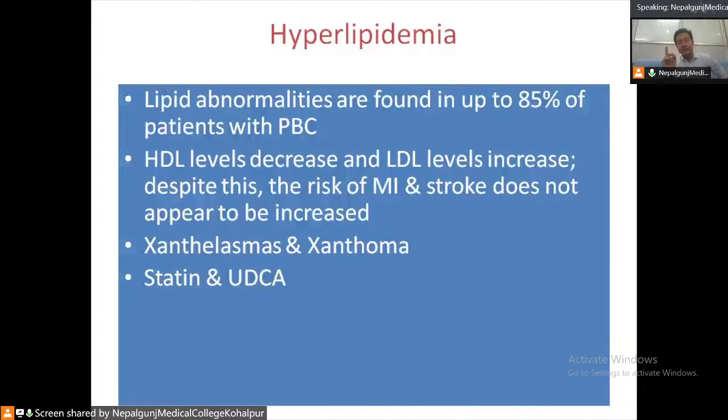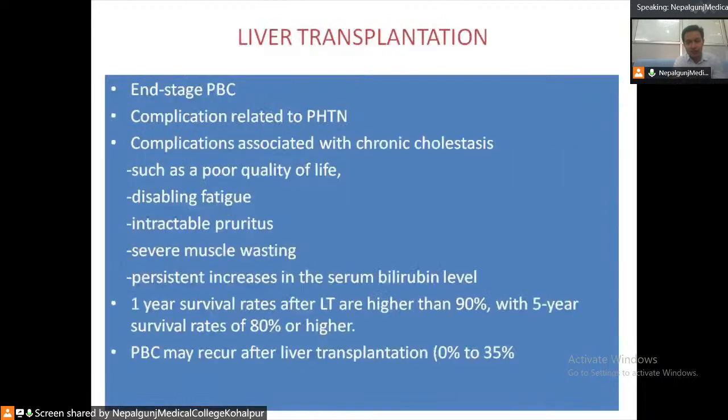One important thing is, if there is hyperlipidemia, there are increased chances of cardiovascular and cerebrovascular risk. But in this case of PBC, with hyperlipidemia, the chances of stroke and cardiovascular disease are less, because there is altered lipid metabolism. There is lipoprotein X compound. Lipoprotein X is more there, and this lipoprotein has anti-atherogenic activity. This way, although there is hyperlipidemia, the risk of stroke and cardiovascular disease is less.